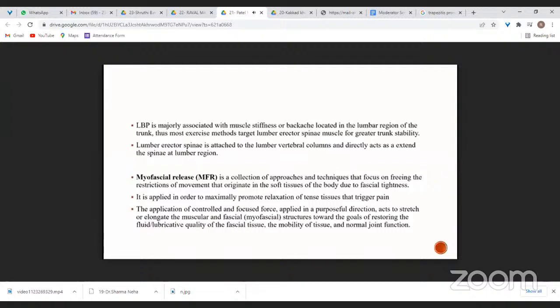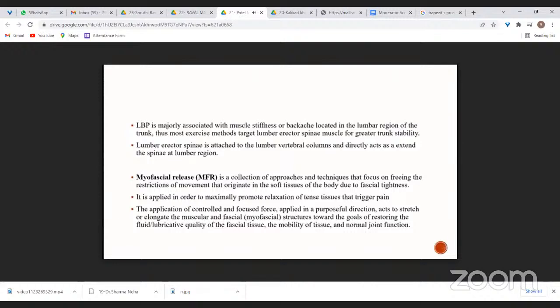Low back pain is majorly associated with muscle stiffness or backache located in the lumbar region of the trunk. Thus, most exercise methods target the lumbar erector spinae muscle for greater trunk stability. Lumbar erector spinae is attached to the lumbar vertebral column and directly acts to extend the spine at the lumbar region.